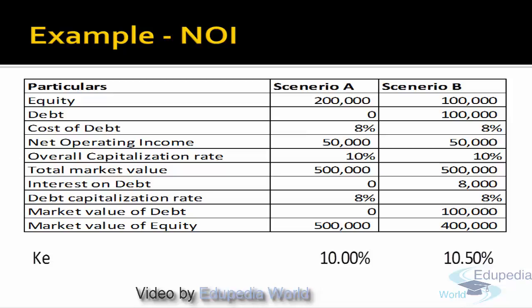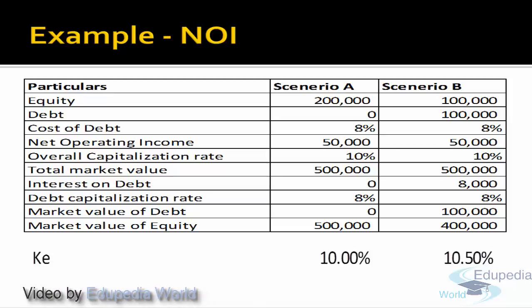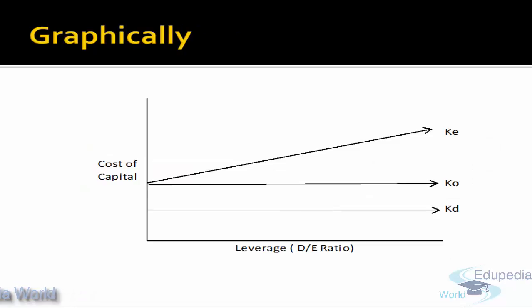So the thing to be noted here is that as the company introduced debt, since the KO is the same, the expectation of the equity shareholder will rise. Or in other words, if you introduce more debt into the company, KE will rise and ultimately the KO will remain at a constant level. This could be graphically explained as follows. As the leverage or the D/E ratio increases, the cost of debt and KO will remain the same, and the cost of equity will rise as the D/E ratio increases.